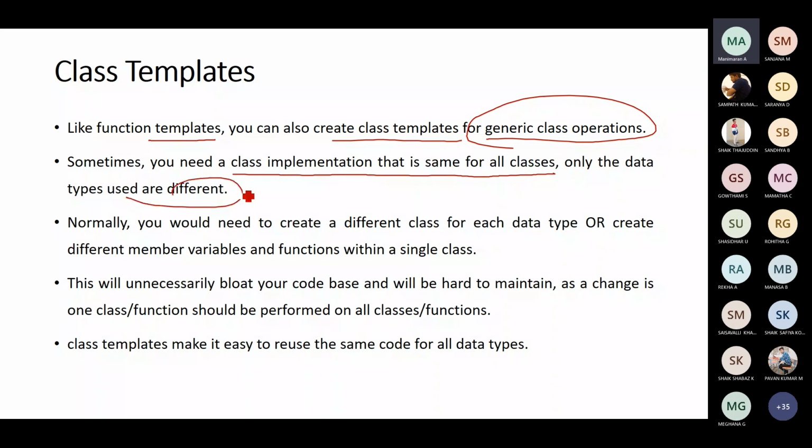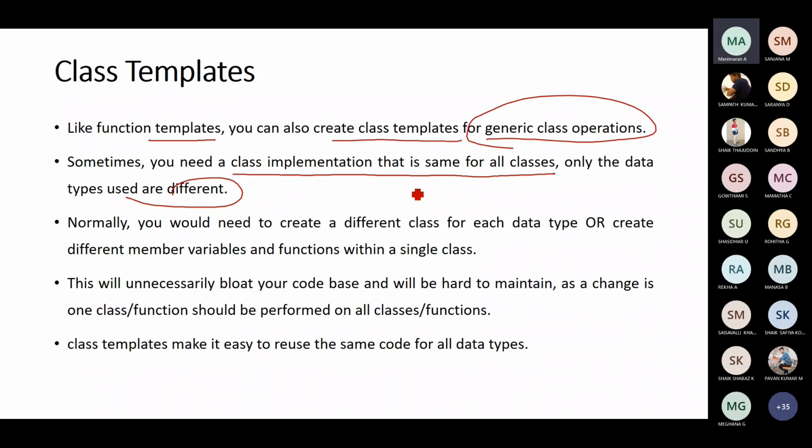See, sometimes we need a class implementation that is the same for all classes, only the data types used are different. In each class, only the data type is different. For example, in inheritance concepts also we have seen, right? A base class and many derived classes we have created. Why have we created all these things? If we want to process different data types, we create more than one class. So that is not required now. In a single class itself, we can process different data type values. So definitely code will be reused and easy to maintain.